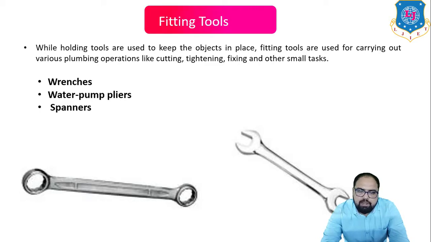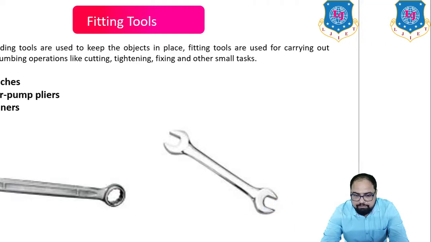The standard spanners are the ring spanner and the open-ended spanner. On the left side you can see a ring spanner, and on the right side there is an open-ended spanner. A ring spanner has a full circular closed ring at both ends, while an open-ended spanner is open at both sides. Both types of spanner are used for loosening nuts and tightening bolts and nuts.